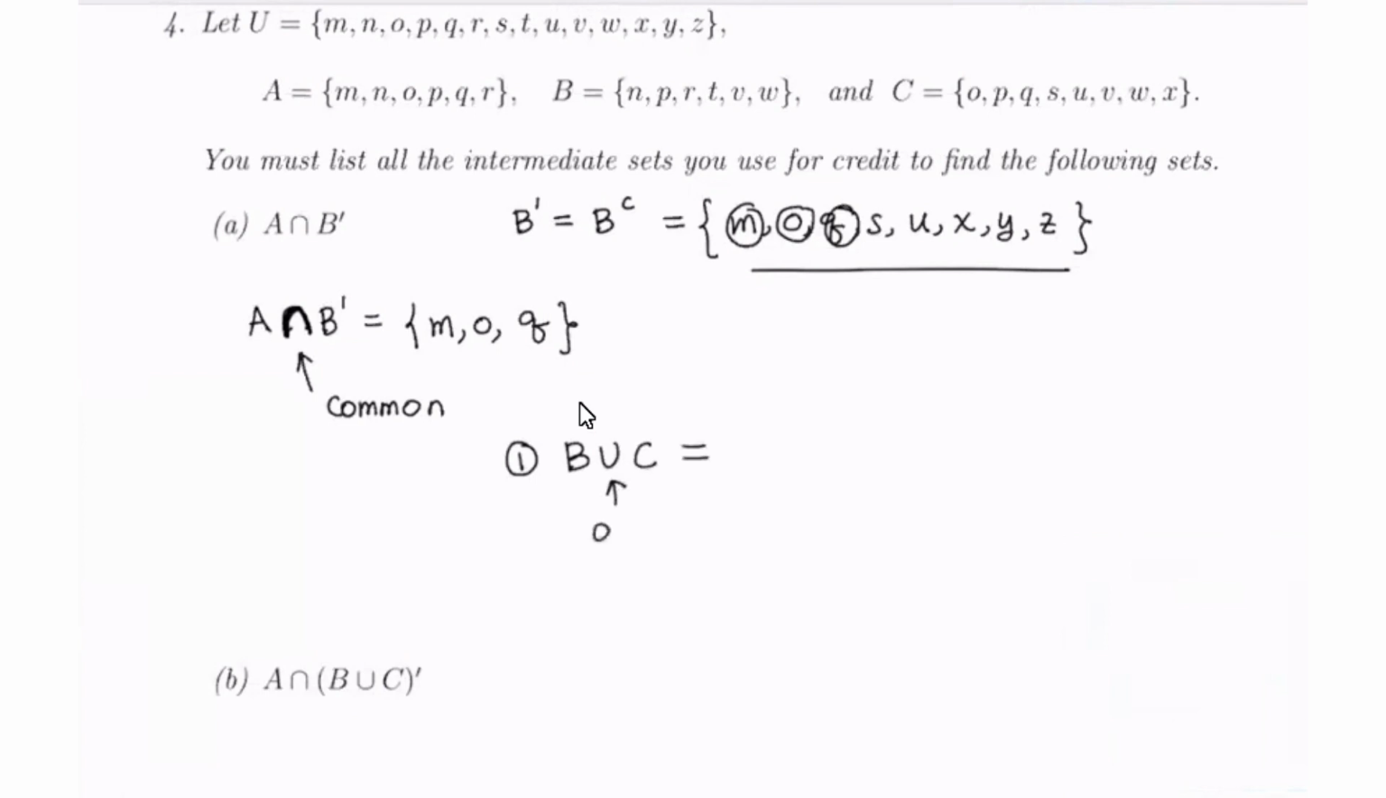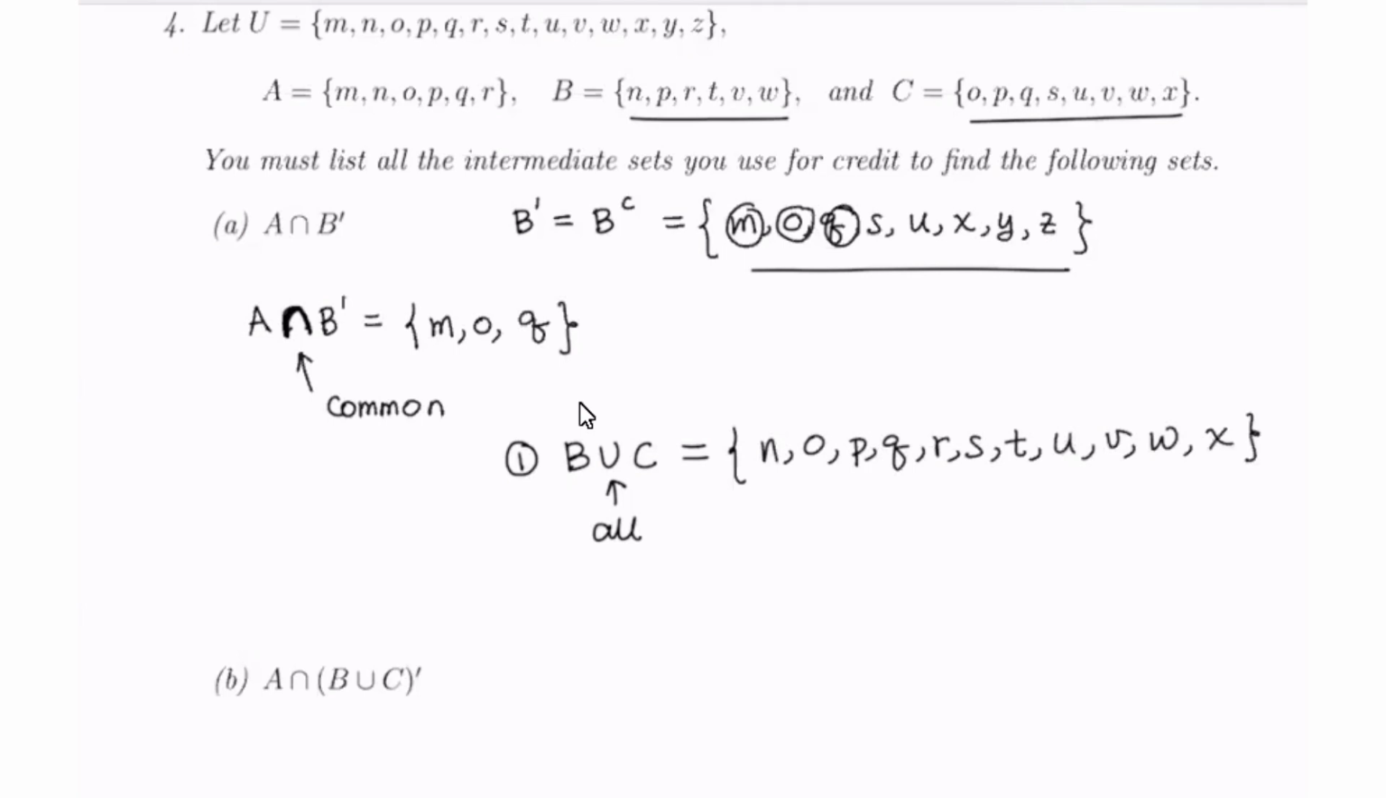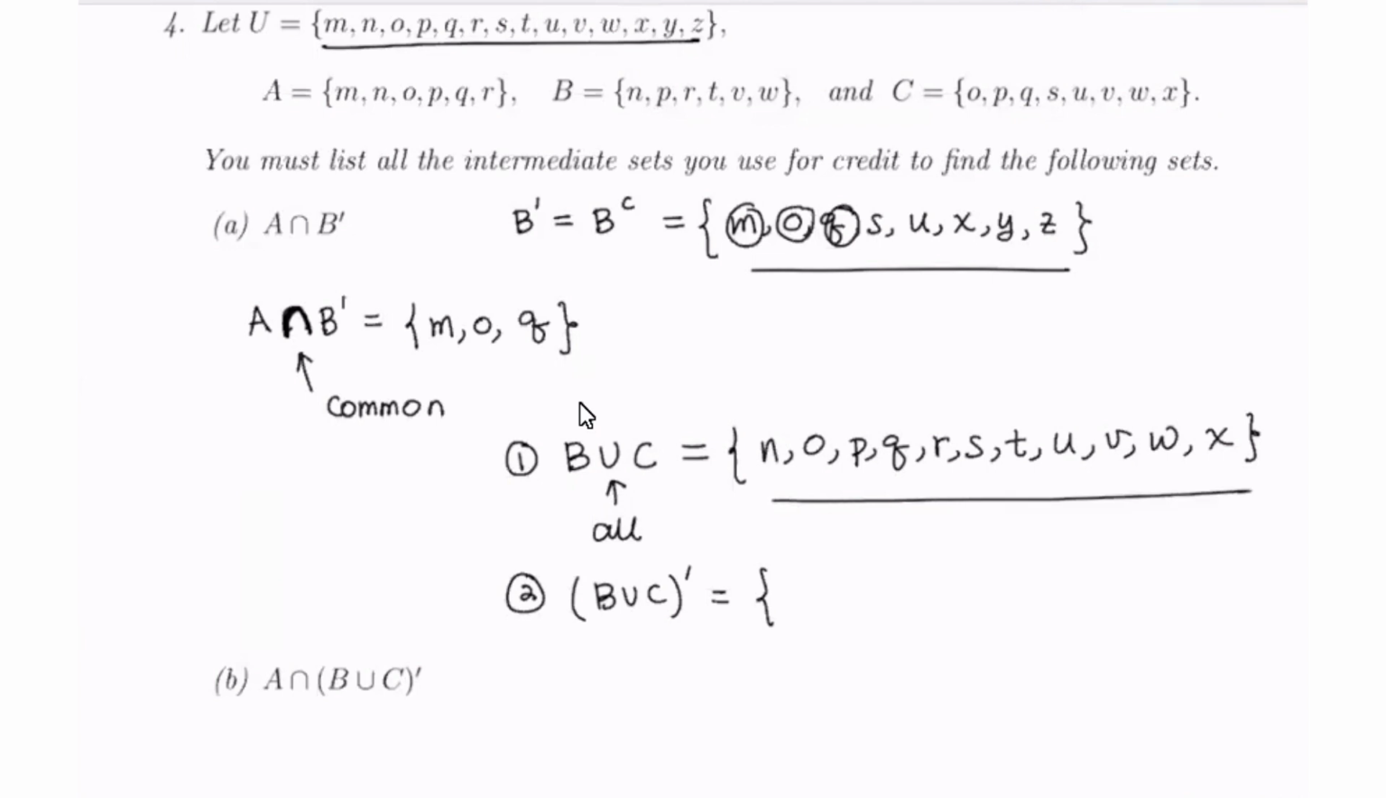Union means everybody. We have B, we have C, and we write out everybody: N, O, P, Q, R, S, T, U, V, W, X. That's B union C. Then we take the complement: anybody not in B union C is in B union C complement. So let's look at B union C complement.